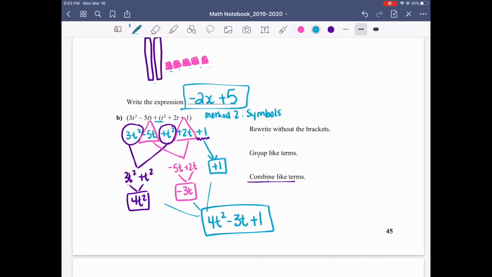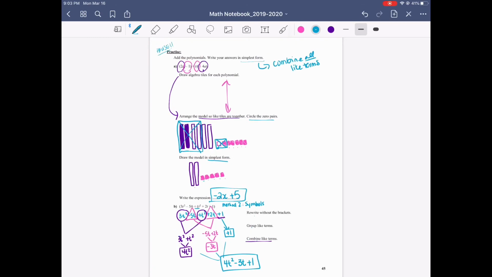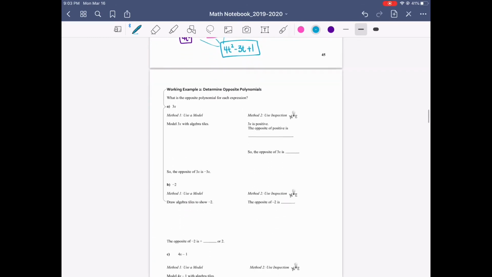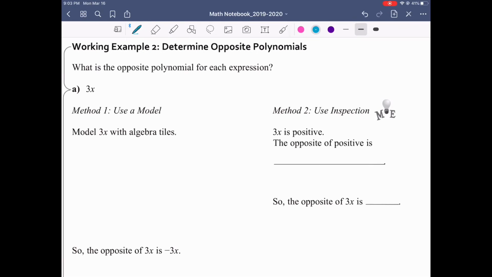Okay, so that's the practice questions that you should be able to do on your own at this point. Now we're going to move on to working example number 2. So we did adding polynomials. Now we're going to move on to subtracting polynomials. But before we do that, we are actually going to determine opposite polynomials. Okay, so this is important. It's an important step for subtraction.